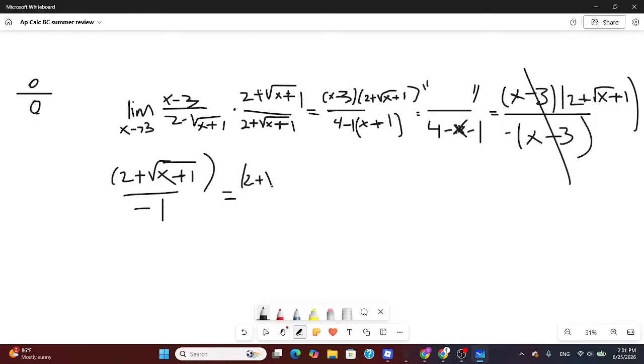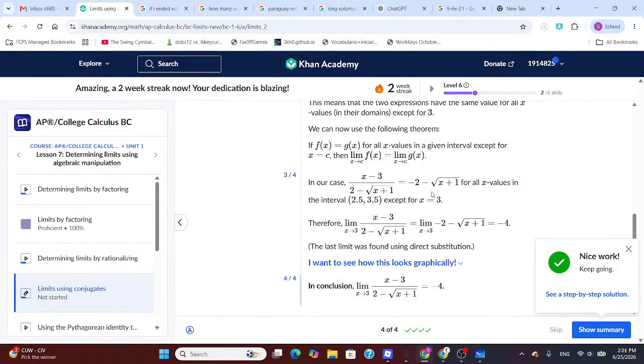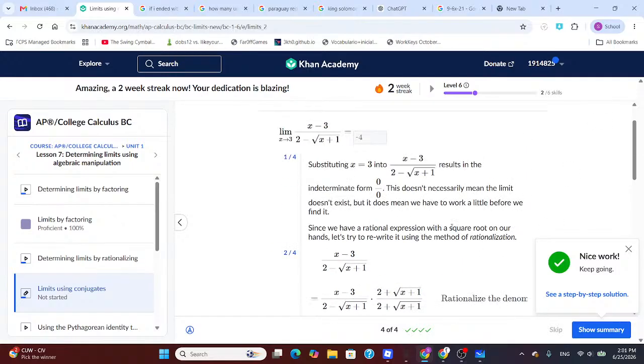So once you get over here, you have to plug in 3 for the x, and you get 2 plus 3 plus 1, and the square root of 4. The square root of 4, you guys already know is 2, and 2 plus 2 is 4. So it equals negative 4. And if you see a step-by-step solution, they just did the exact same thing as I did, right? Indeterminate form, 0 over 0.